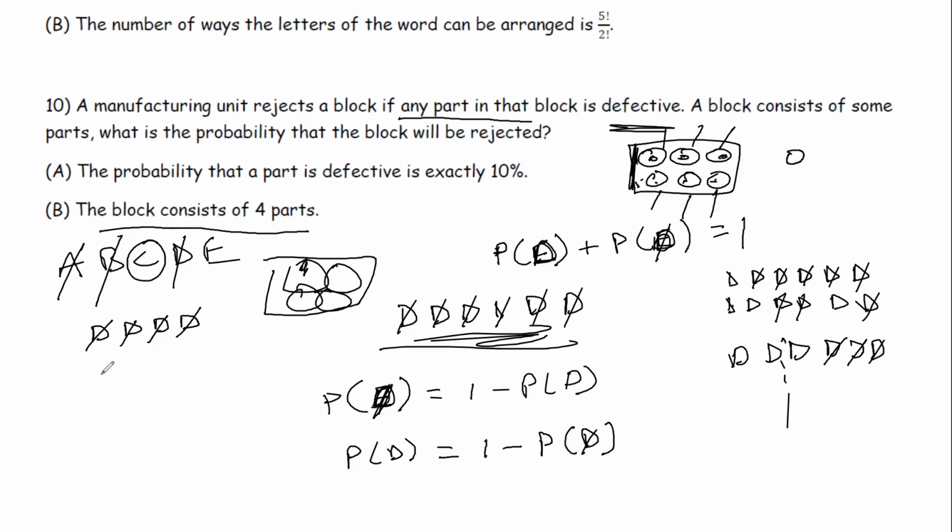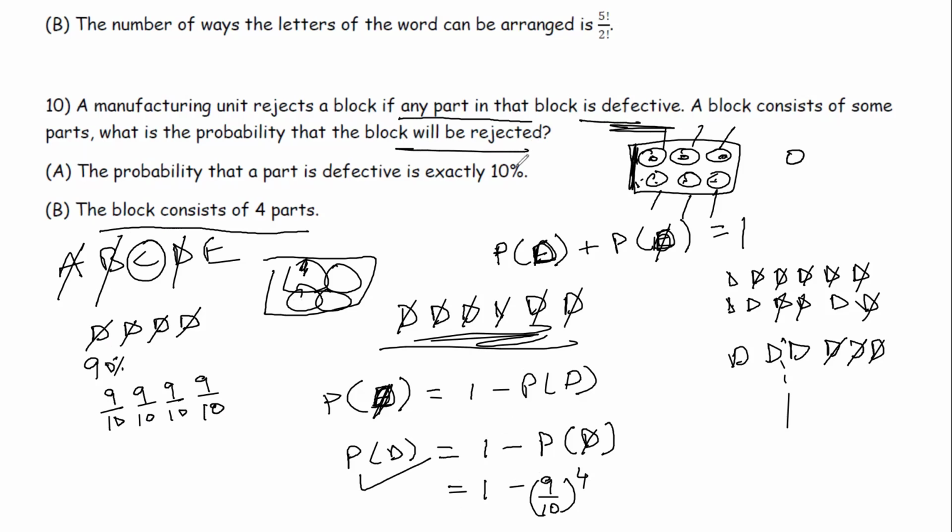When we take both together, we know that if it's defective, it is 10%. If it's not defective, it is 90%. 90% is 9 by 10. So 9 by 10, 9 by 10, 9 by 10, 9 by 10 for all of them will give me the probability that it is not defective. So that is 9 by 10 raised to 4. And if I subtract that from 1, I'll get the probability that it is defective and the block will be rejected. Therefore, C is the answer, both together answer.